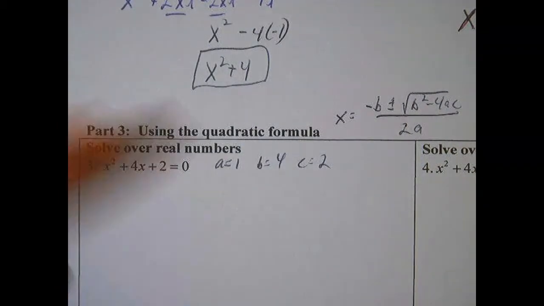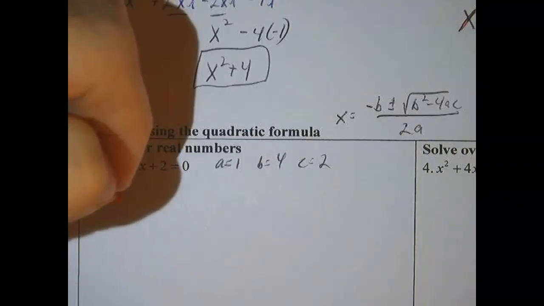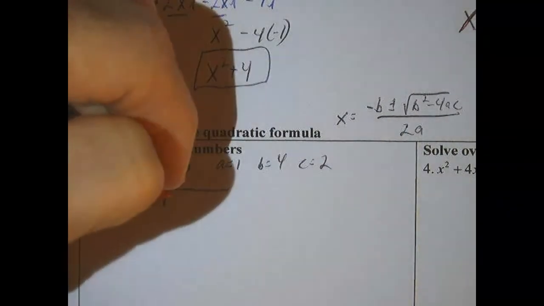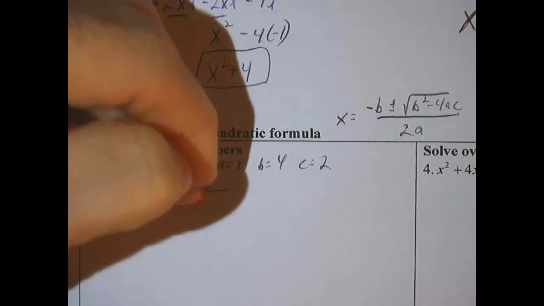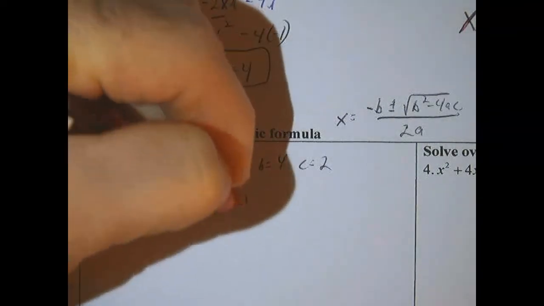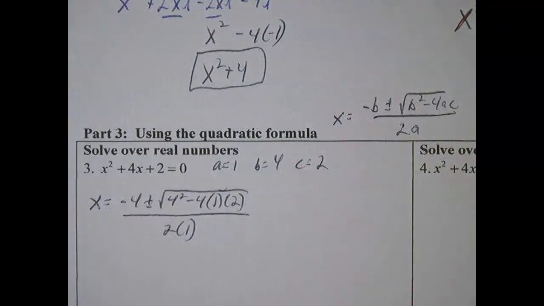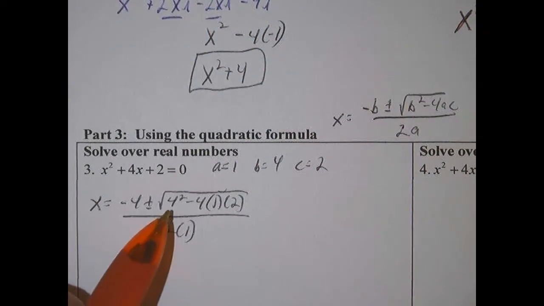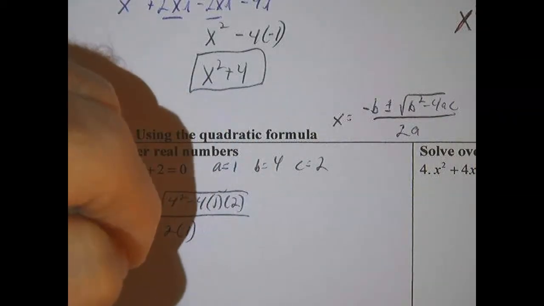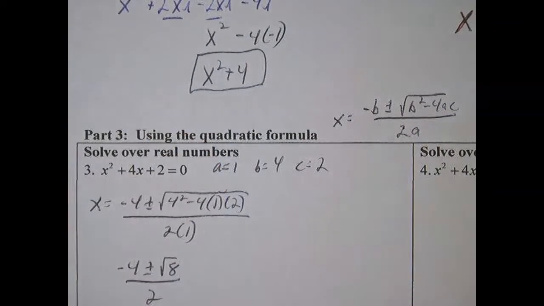Now, let's see what we get when we plug this in. So x equals the opposite of b, so that's negative 4 plus or minus the square root of b squared, that's 4 squared, minus 4a, which is 1, times c, which is 2, all over 2a, which is 2 times 1. All right, inside the radical you get 16 minus 8, that's 8. So we have negative 4 plus or minus the square root of 8 over 2.